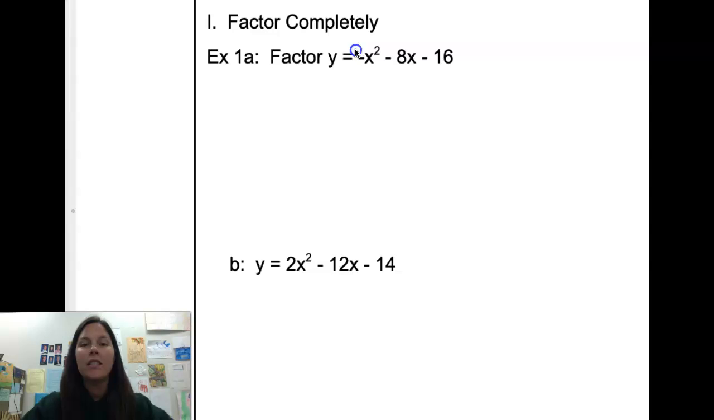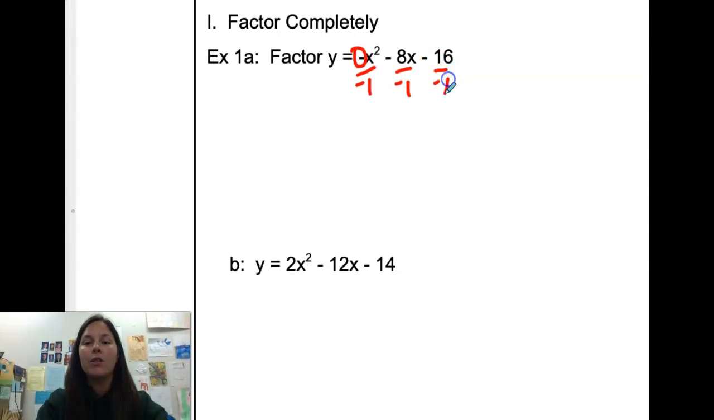Example 1 looks like we might be able to set up a T-chart right away because we have x squared kind of all alone. But because this has a negative in front of it, the T-chart will not work. We have to have regular, plain old positive x squared in order to set up our T-chart factoring. So the first thing I'm going to do is divide that -1 out of every term so that it's ready to set up my T-chart.